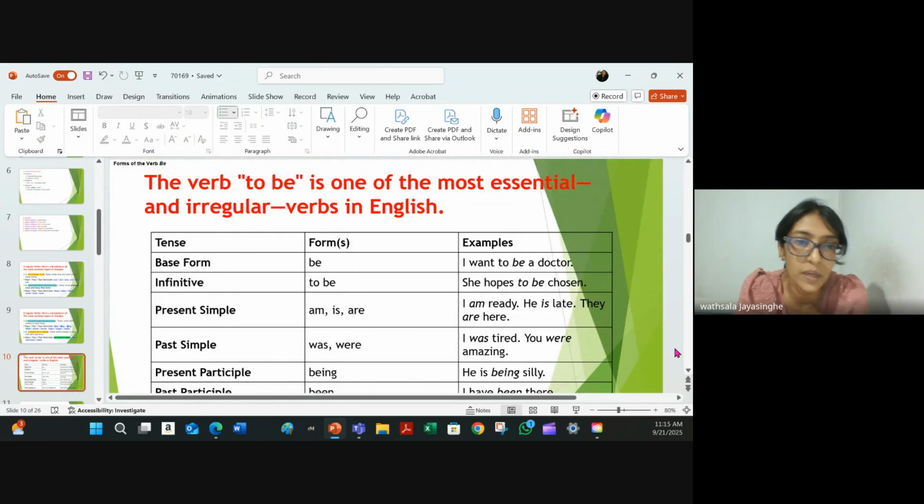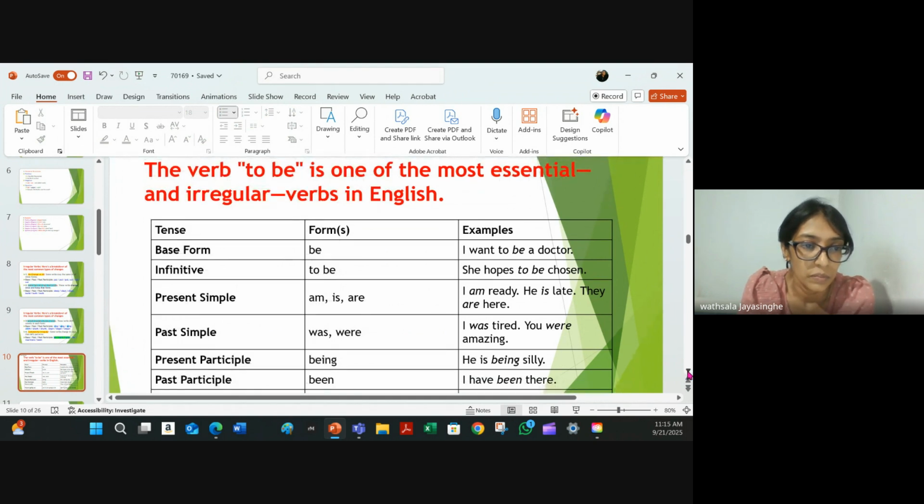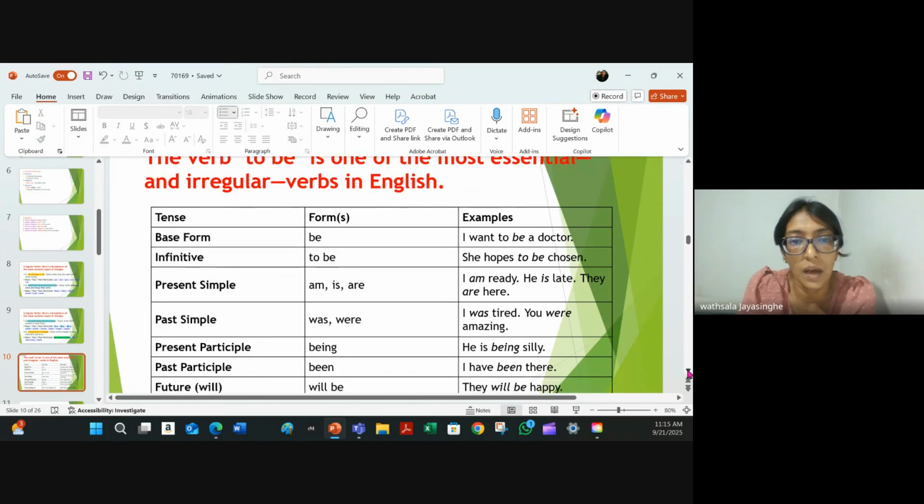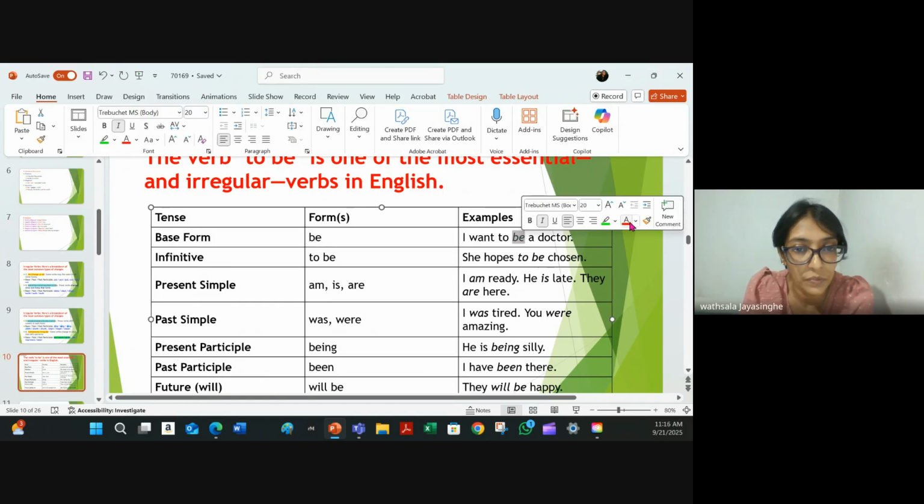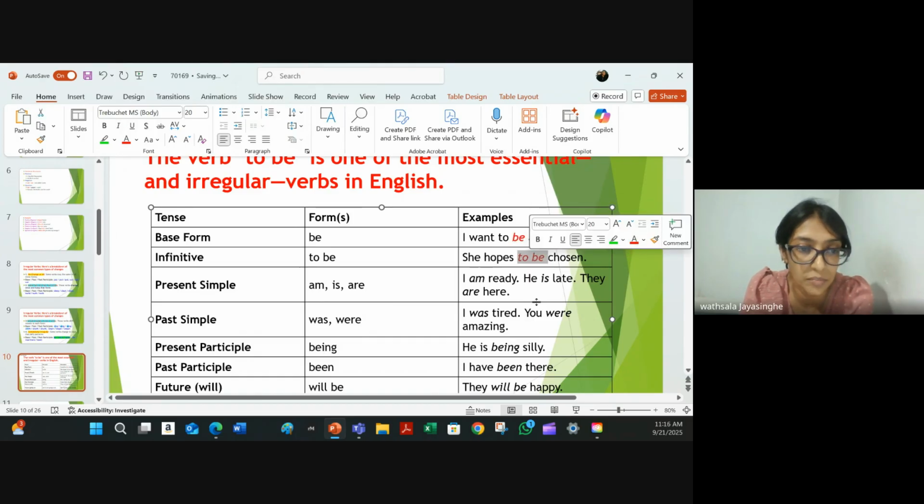The verb to be is one of the most essential and irregular verbs in English. In base form, we can be. Example: I want to be a doctor. Infinitive, to be: she hopes to be chosen. Present simple, am, is, are. Example: I am ready. He's late. They are here.